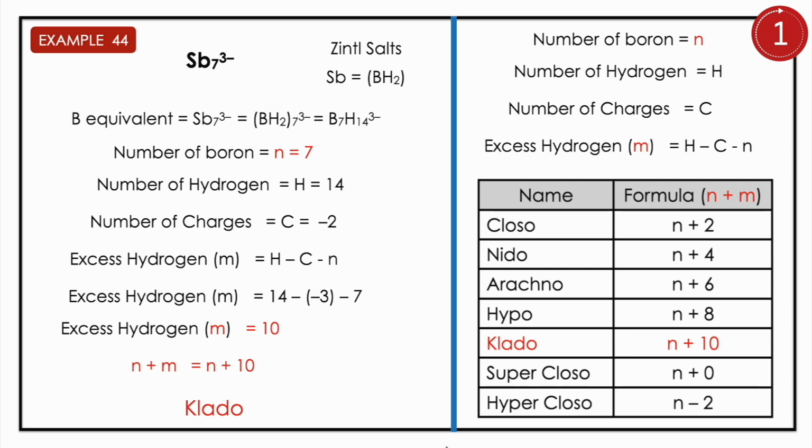If you find excess of hydrogen, which is H minus C minus N, if you substitute the values, 14 minus minus 3 minus 7. If you solve it, you get M equals 10. M equals 10 means it is N plus 10 system. If you see the table, it has clado structure. So according to the Wade's rule, Zintl salt Sb7 3 minus has the clado structure.